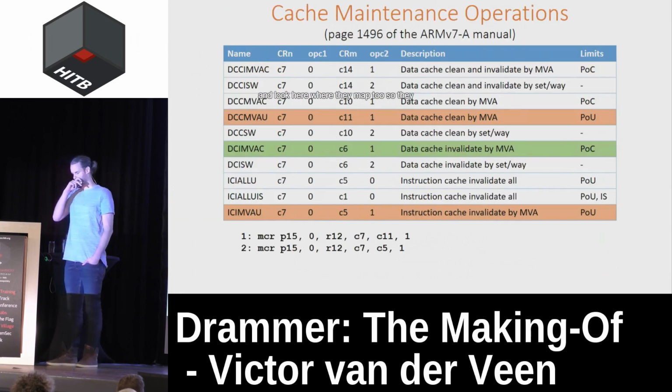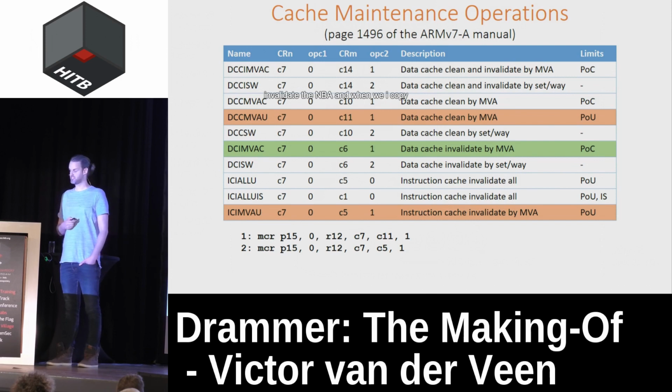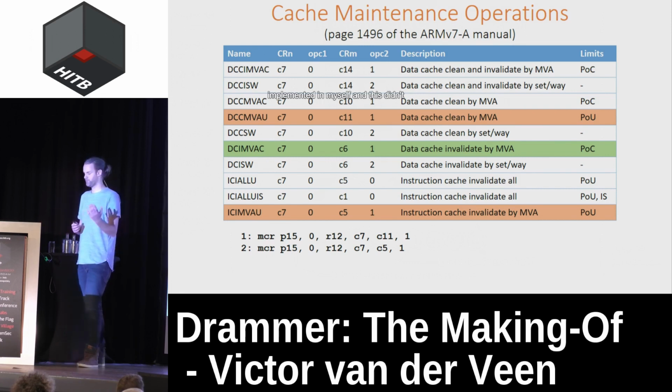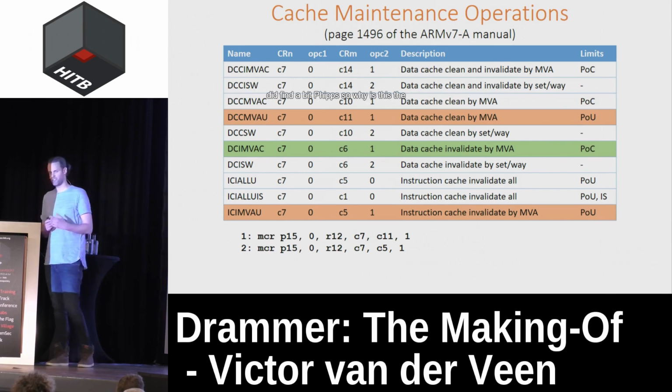So let's copy paste them and look here. Where do they map to? So they were mapping to the data cache clean by MVA and the instruction cache invalidate by MVA. And when I copy pasted this code, implemented it myself, this didn't work. But as soon as I would change these operations to use the green one, then I did find the bit flips. So why is this?